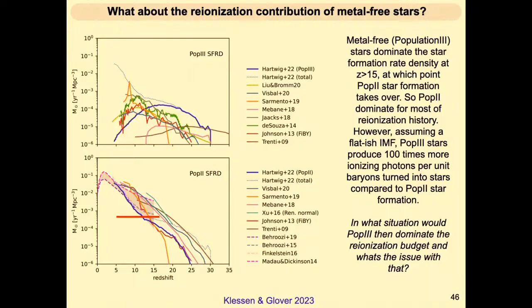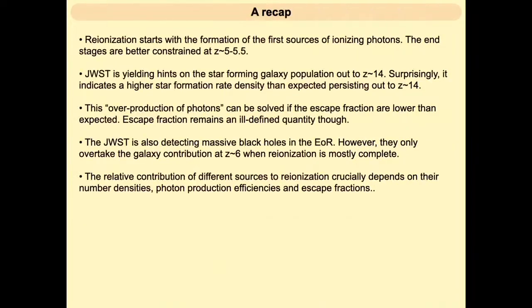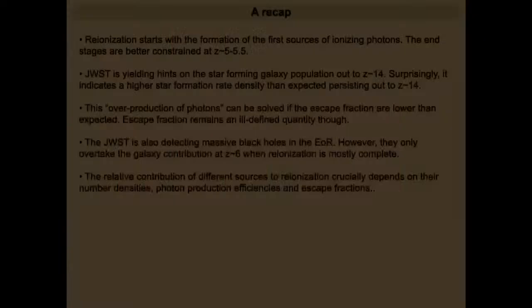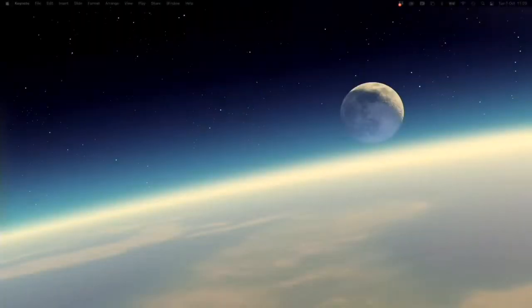This is an unsolved problem, and so I would just leave you with this question that you can ponder. In which situation would POP3 stars actually start dominating the reionization budget? And in that situation, would you still be able to match your reionization constraints? This is an open problem I will leave you with that you can think about. And I will now move finally to lecture 2.